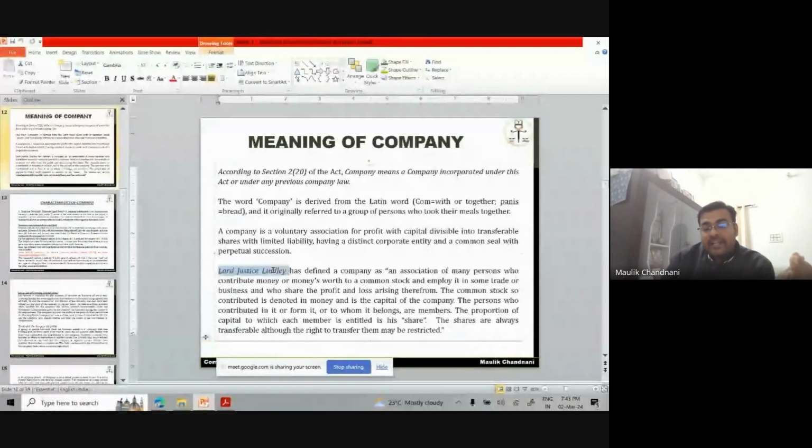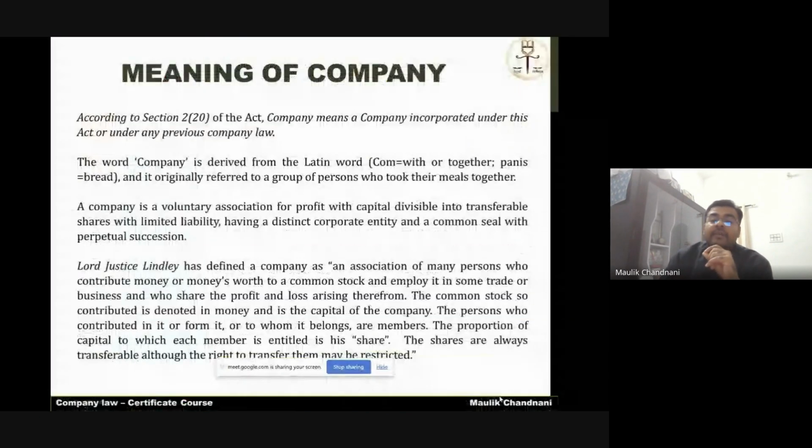Lord Justice Lindley, that is basically the court order. This was a result of a dispute in England, and the Justice of England has defined the word company in a very exhaustive manner. That it is an association of persons, group of persons. They promise to contribute the money or assets to the common stock of the company, that is equity capital, that is a share capital, and employ it to have some legal business. You are making money out of it. You are sharing your profits and losses of the business. The common stock is referred to as the capital of the company. The persons who are bringing the capital are known as the members of the company.